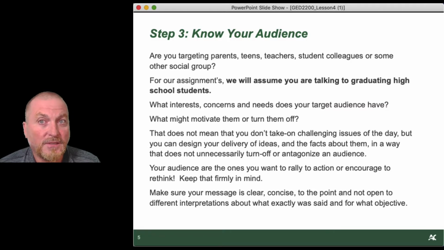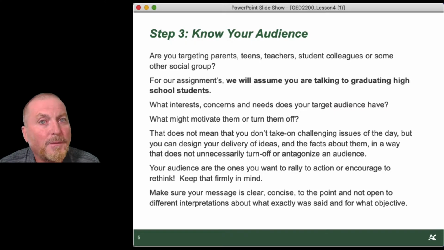What interests, concerns, and needs does your target audience have? What might motivate them or turn them off? That does not mean that you don't take on challenging issues of the day. That's not what I'm saying. But you can design your delivery of ideas and the facts about them in a way that does not unnecessarily turn off or antagonize an audience. Your audience are the ones you want to rally to action or to encourage to rethink. Keep that firmly in your mind. Rally to action or encourage to rethink. That needs to be firmly kept in mind.